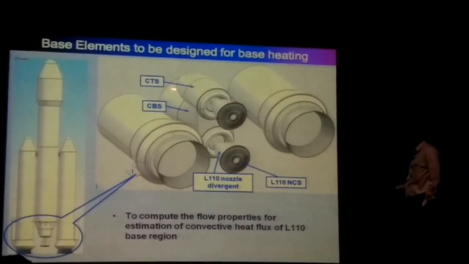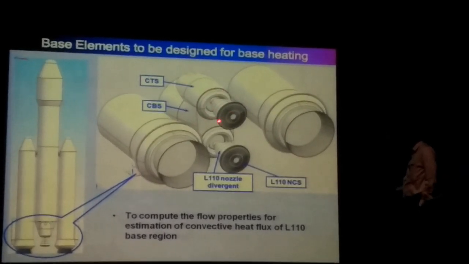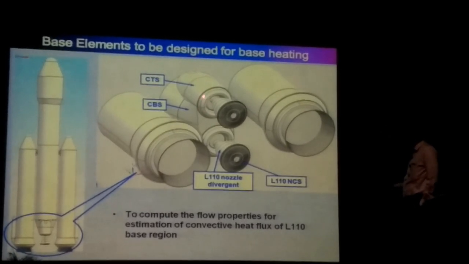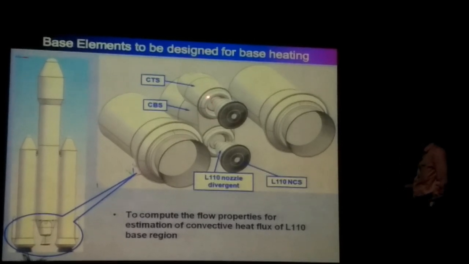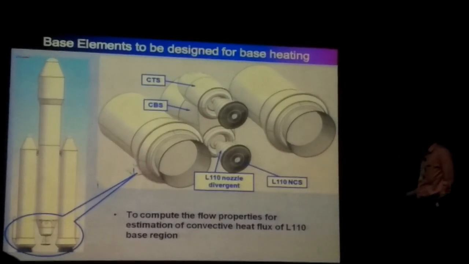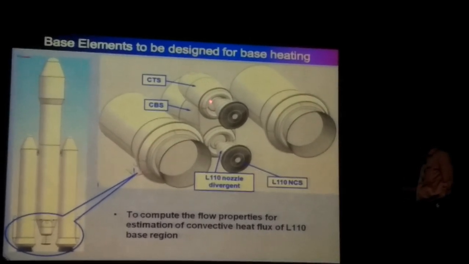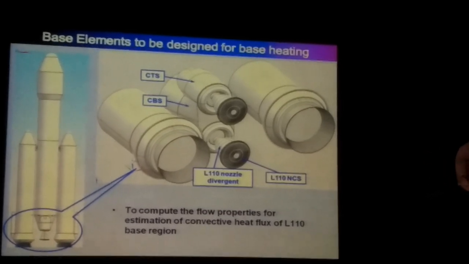You have the core thermal shroud and the core base shroud, and this is where you have the thermal boot. Because this has to be gimbaled, there should be something flexible, but it should not also allow the hot gases to go back. So this has to be designed for this base heating. And these are the thermal boots here, and thermal boots in the strap-on.